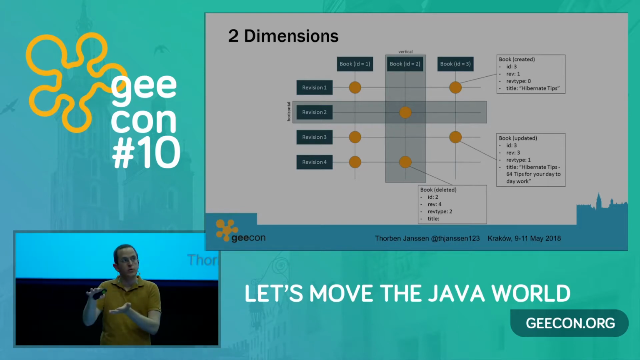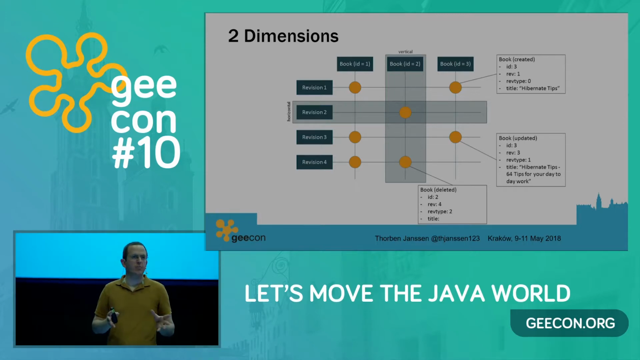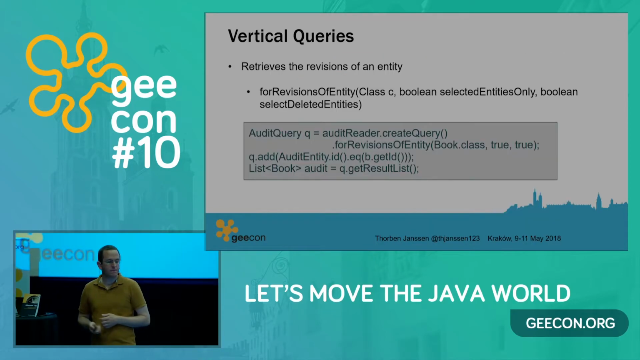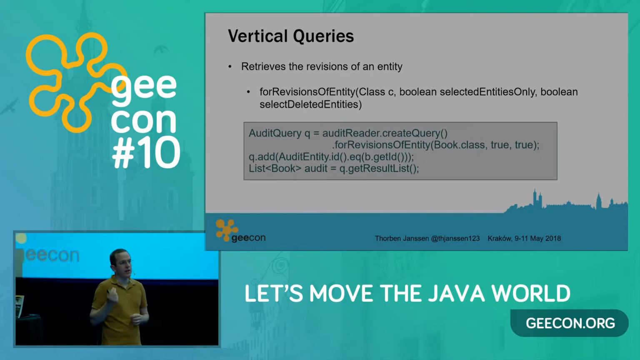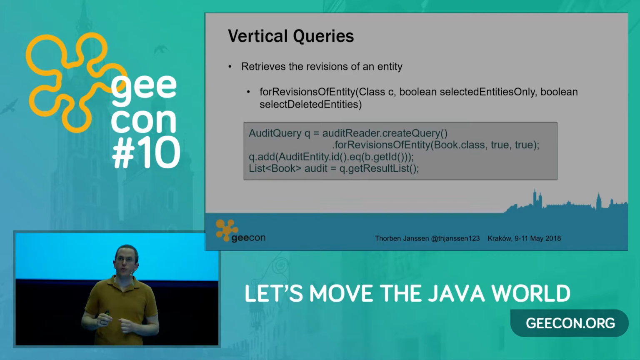The horizontal view is something that we can use to find out which data was valid on maybe last Monday when a strange incident happened and we don't really understand how the system reacted and what was going on there. Hibernate Envers allows us to implement queries for both kinds of views. So let's start with the vertical one.